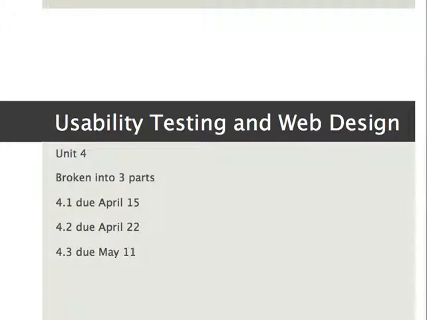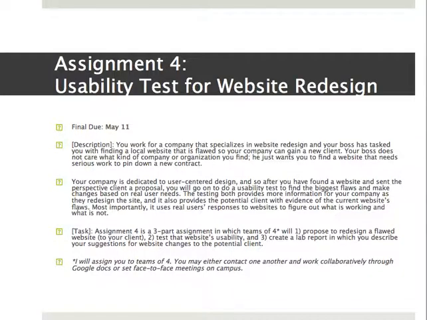So 4.1 is going to be due April 15th, 4.2 April 22nd, and 4.3 May 11th, which will be the actual final. So the third component of this will act as your final project as well. So assignment 4, usability test for website redesign. As I said, the very final 4.3 will be on May 11th, but you will have 2 other assignments that are components of this due before that.